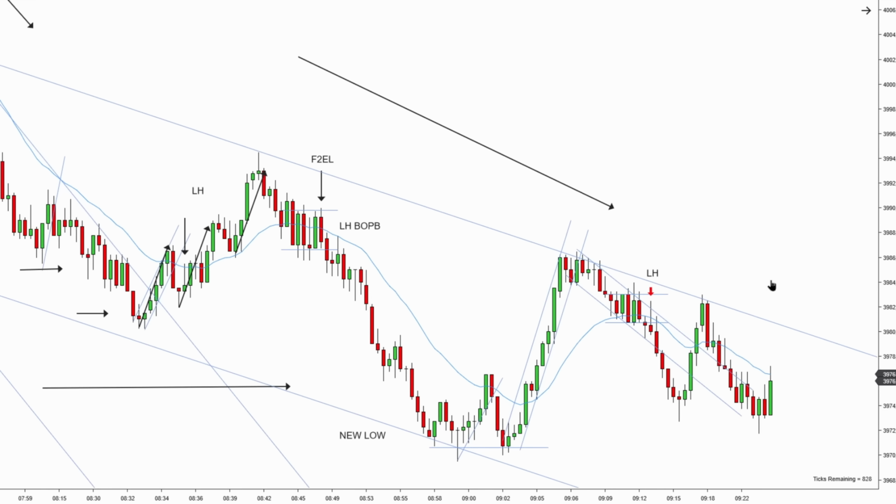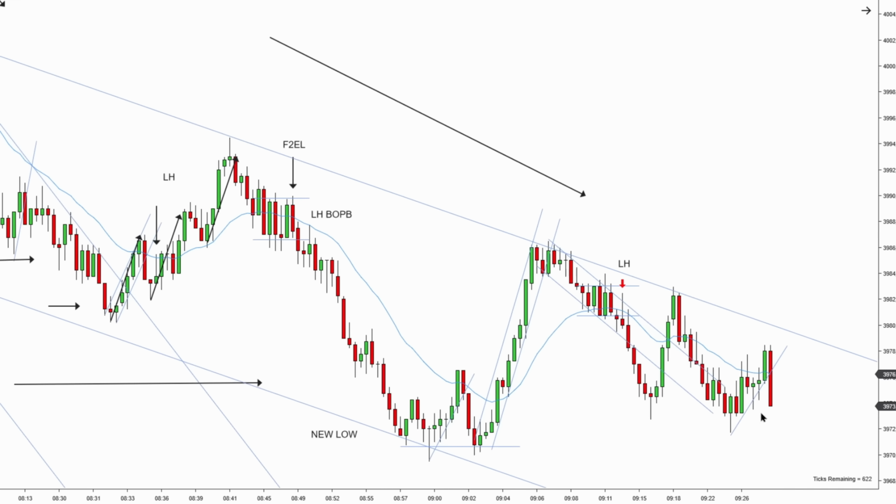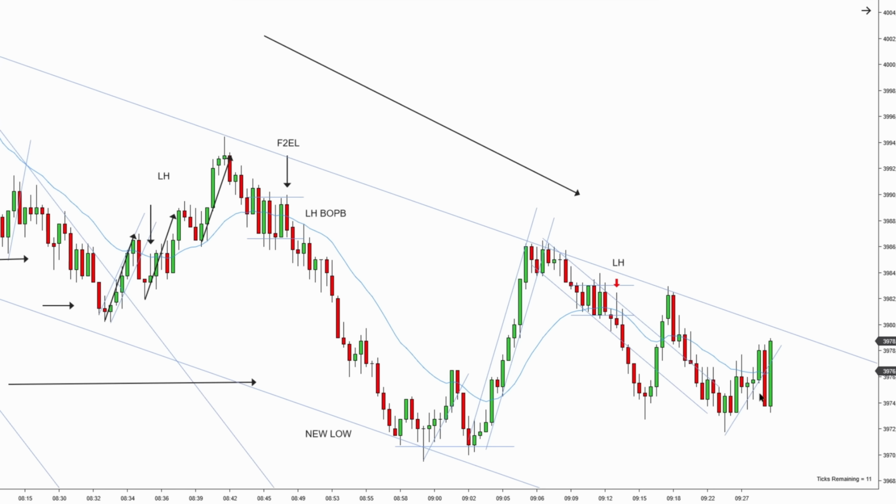We have only first entry short. Okay. New low, first entry short. Second entry short, but it's too big. The scalp was almost made. In fact, it was probably made below this bullish bar. You can see what can happen.